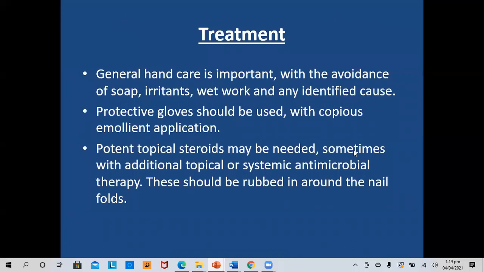Treatment. General hand care is important with avoidance of soap, irritants, wet work, and any identified cause. Protective gloves should be worn with copious emollient application. Potent topical steroids may be needed, sometimes with additional topical or systemic antimicrobial therapy, which should be rubbed around the nail folds.